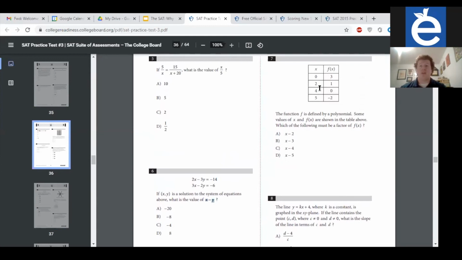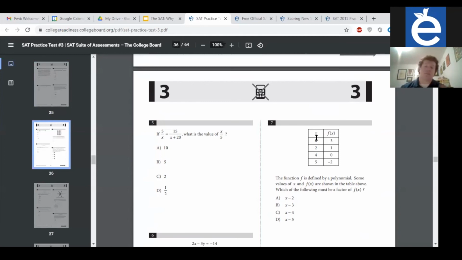Okay, moving on to number 7. This kind of setup with the input and output for a function can sometimes be confusing if you're not familiar with the way the SAT talks about things. So let's take a look. The function f is defined by a polynomial. Some values of x and f of x are shown in the table above. Which of the following must be a factor of f of x?